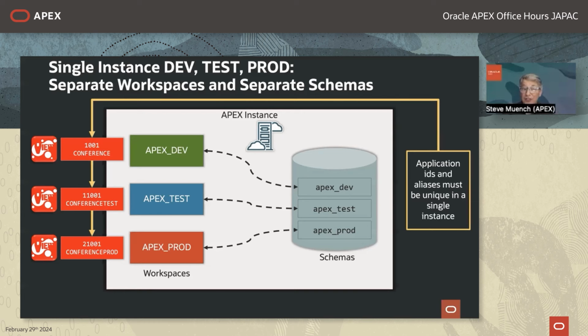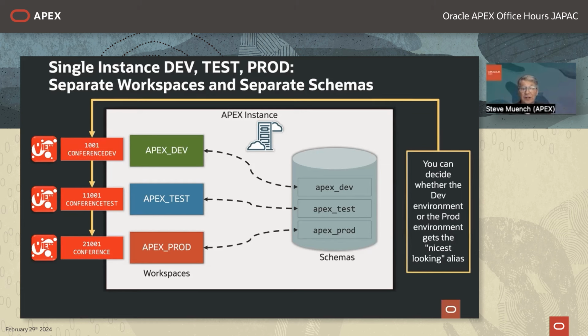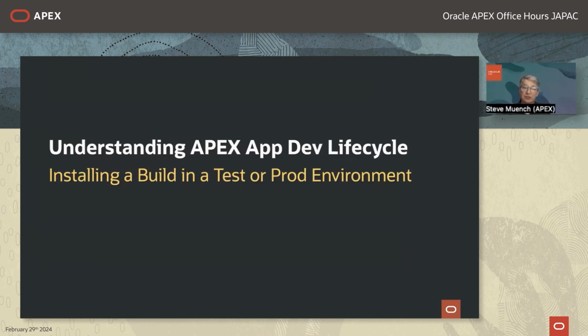So you might have an approach like add 10,000 to the number, add 20,000 to the number, so that at least the numbers are related, but it's important to realize that those numbers have to be different and the aliases have to be different for those apps. So you might choose the best looking alias, like conference for my conference app example. That might be the alias for your prod. And then in development, your alias might be conference dev and an alias of conference test. But you can make that choice. The important thing is to understand that's required when you choose the separate workspace approach.